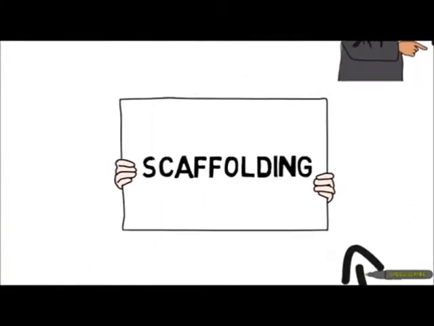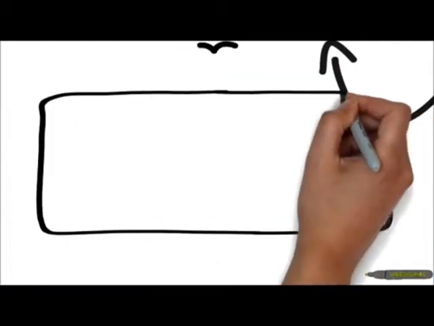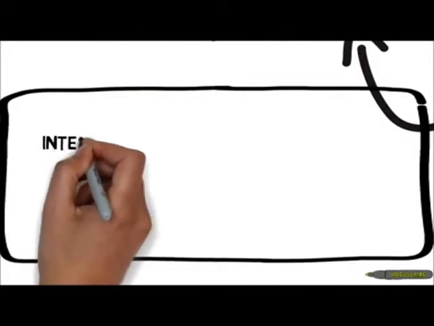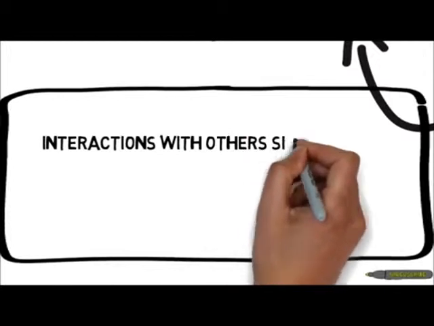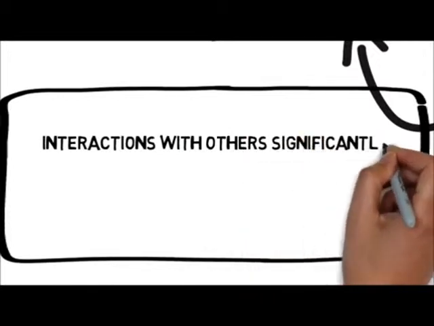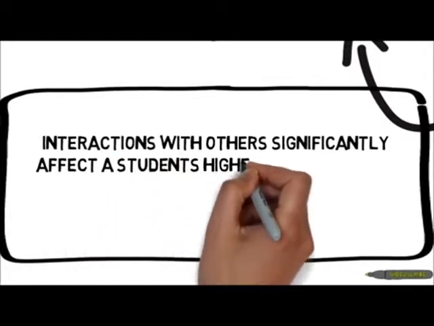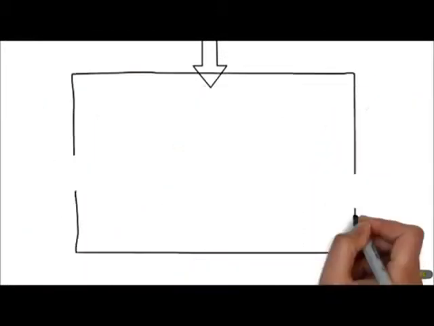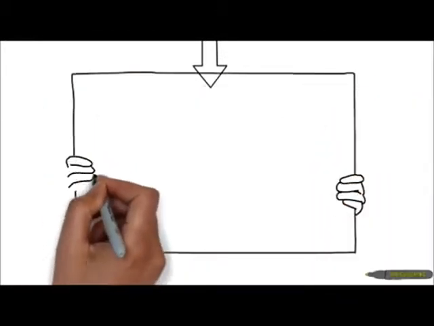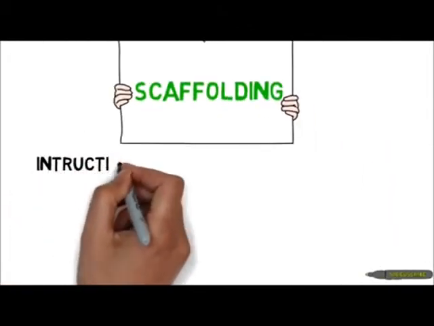But that's not all he thought was important. In fact, did you know that a student's social interaction with significant individuals, like teachers or peers or even parents, can profoundly shape not only the interpretation of the world, but also affect higher order thought processes? This means that students can learn a lot from working in groups or with the teacher, a lot more than they could on their own. And it brings us back to Vygotsky's main idea of scaffolding. Scaffolding is defined as structurally supportive interactions that guide effective learning.